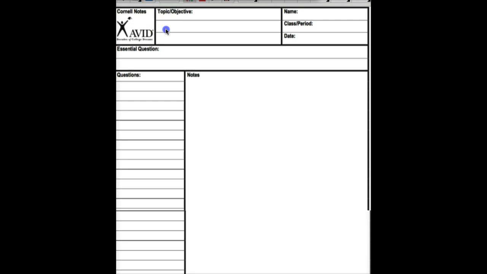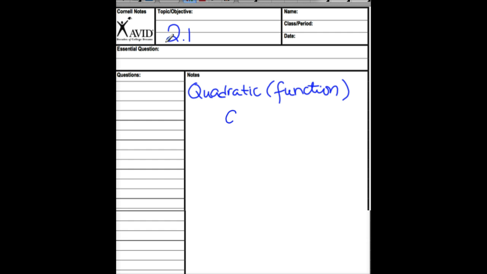For lesson 2.1, sorry, chapter 2 is going to be on what we call quadratic functions. So we're going to be doing a lot with them. First of all, let's do a definition even before we start. What a quadratic function is, so let's go ahead and write that down, is it looks like this.